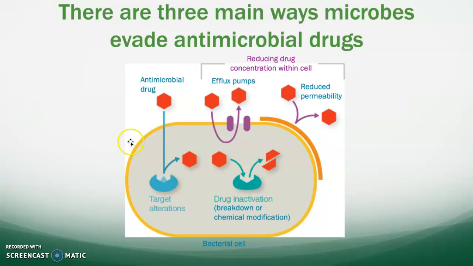And I have a figure showing this. So one of the things we think about is perhaps there's a protein or some sort of target within the cell. If this antimicrobial drug is coming to target it, if we change the target, this drug will no longer work. Reducing the amount of the drug within the cell, we can either pump it back out as it comes in, or we can make it so that it can't find a way in. And then the last way is even if the drug gets in, we actually break it down so it's no longer harmful to the bacterial cell.